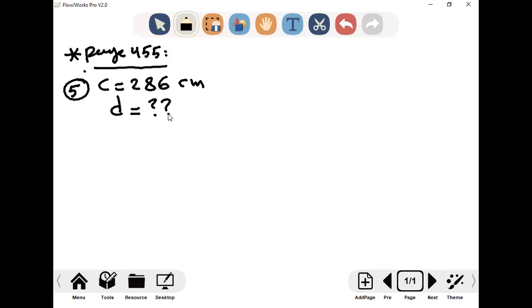C equal pi d. Write the formula. C equal pi d, right? We know the pi, it's 3.14. Now replace C, under, not beside, one under the other, not next to each other. Replace C by the given value, which is what? 286. 286 equal. Replace pi by 3.14. Multiply D, which I want, right?